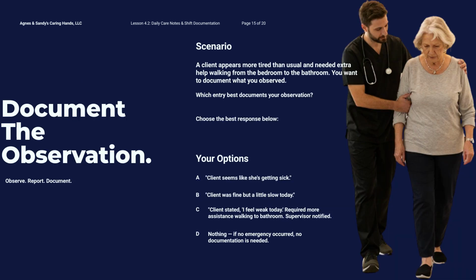Care partners should not diagnose clients. If something appears different, document what you can actually observe. In this example, the client reported feeling weak and required more walking assistance than usual. Those are specific observations. The note does not attempt to explain why the client felt weak. The observation is documented and the appropriate supervisor is notified.